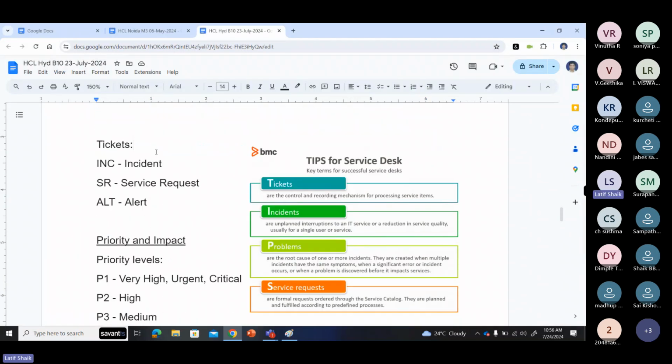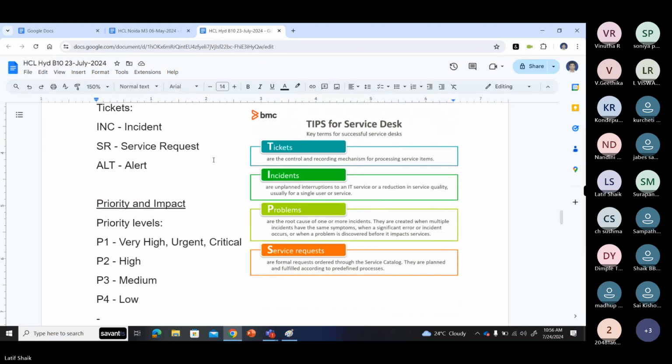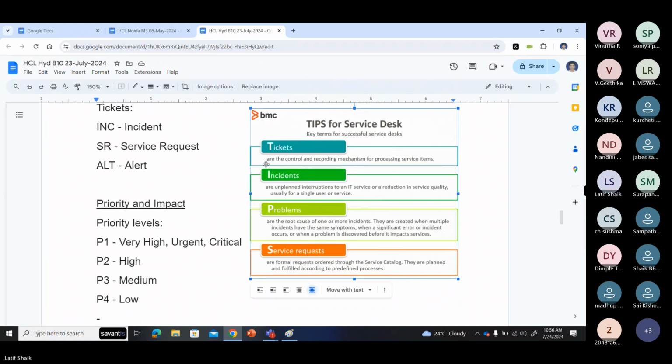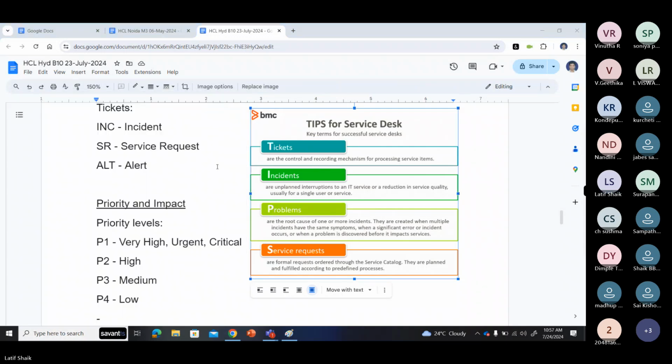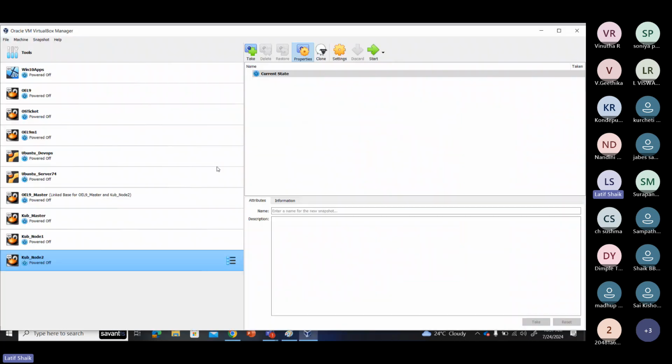Let's understand the tickets. What is a ticket? Very good. Tickets are a control and recording mechanism for processing a service item. Whatever comes to the service desk is a ticket. It contains information and controls the handling of service events.